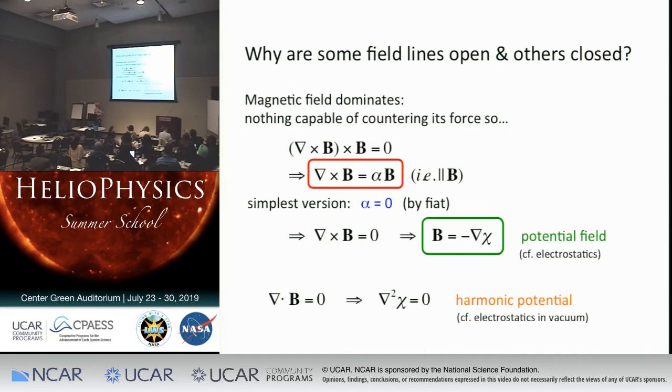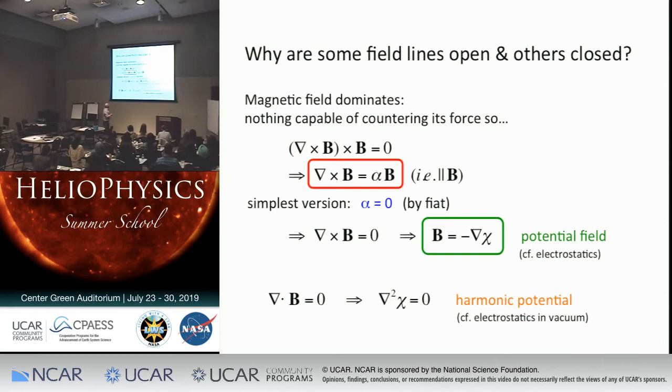Essentially, the magnetic field was strong. I kept emphasizing this. The magnetic field is so strong that there isn't another force out there that can push back against it. So if we express the Lorentz force just in terms of the magnetic field, there's the current, curl of B, and there's another current cross B. We need curl of B and B to be parallel to each other so that there's no force, right? So that J cross B vanishes. That means the current has to be some constant times the magnetic field. This is known as a force-free magnetic field.